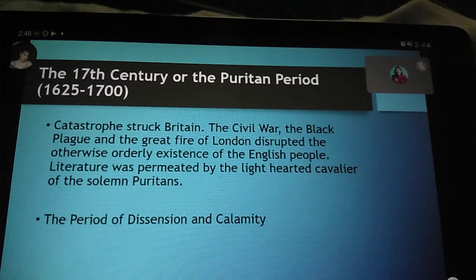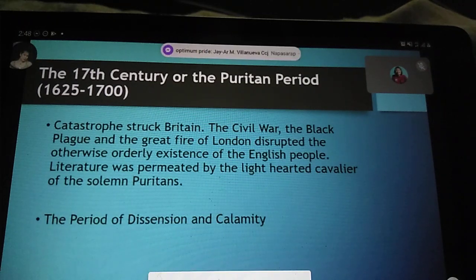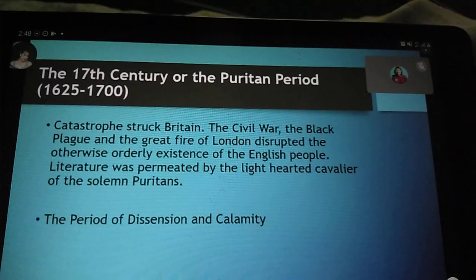The 17th century or the Puritan period, 1625 to 1700s. During that time, that was the time when calamities struck, the catastrophe struck Britain: the Civil War, the Black Plague. The Black Plague is like the pandemic of today, so to speak. During that time, it was the result of infection with the bacterium Yersinia pestis. Then the Great Fire of London disrupted the otherwise orderly existence of the English people. Literature was fermented by the light-hearted cavalier of the Solemn Puritans, the literature of the times when the calamities were happening. The period of dissension and calamity.